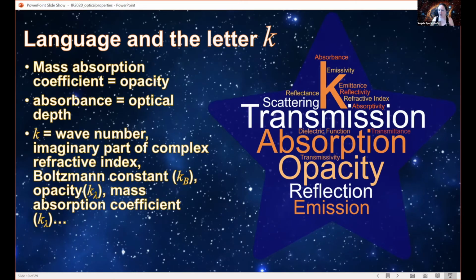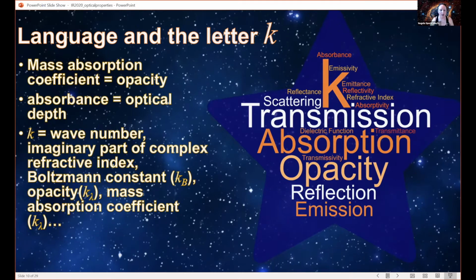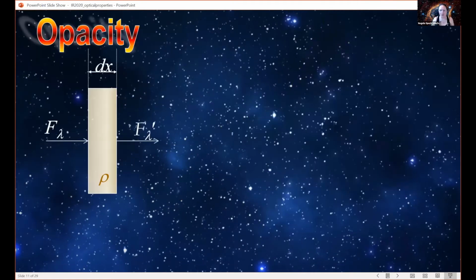So let's talk about opacity. And now I'm talking about the scientific definition of opacity. So here I have my slab of material. And again, this could be a slab of glass. It could be a slab of something else. It could be our dust cloud. We've got incident radiation on that. The cloud or slab has a density rho and a thickness dx. And what comes out the other side, what is transmitted, is f prime of lambda, okay?